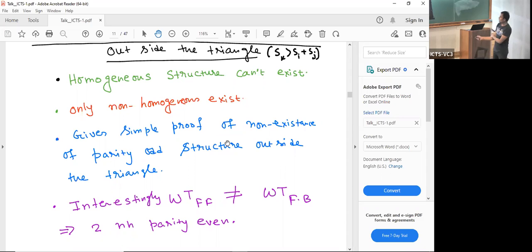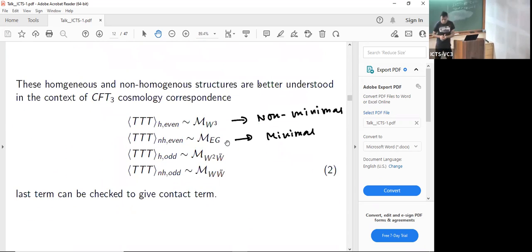Then you can ask, if I have only a unique Ward identity, how can I have two different solutions? Because outside the triangle, I also have two parity even answers, the free boson and the free fermion. Interestingly, you can show that the Ward identity outside the triangle for the free fermion and the free boson are not identical. However, inside the triangle, those were identical. And this gives the two non-homogeneous parity even answers. This proves the earlier count that people saw. So this is one simple way to see the counting.